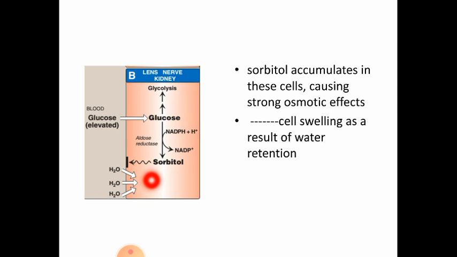More water is also getting inside these tissues, which increases the osmotic pressure, and osmotic damage occurs in those tissues. So the lens, nerves and kidney cells are damaged. Sorbitol accumulates in these cells, causing a strong osmotic effect. Then there will be cell swelling. More water means the cell will swell as a result of water retention, so it can damage those cells.